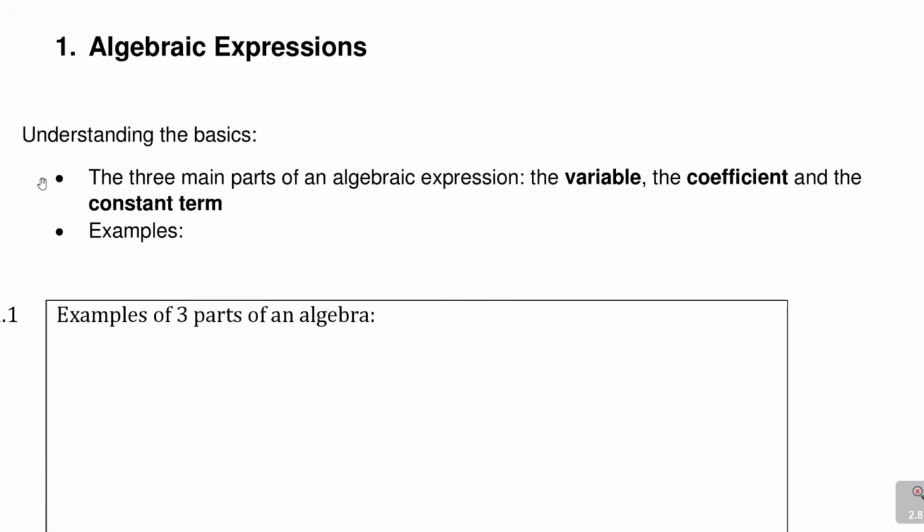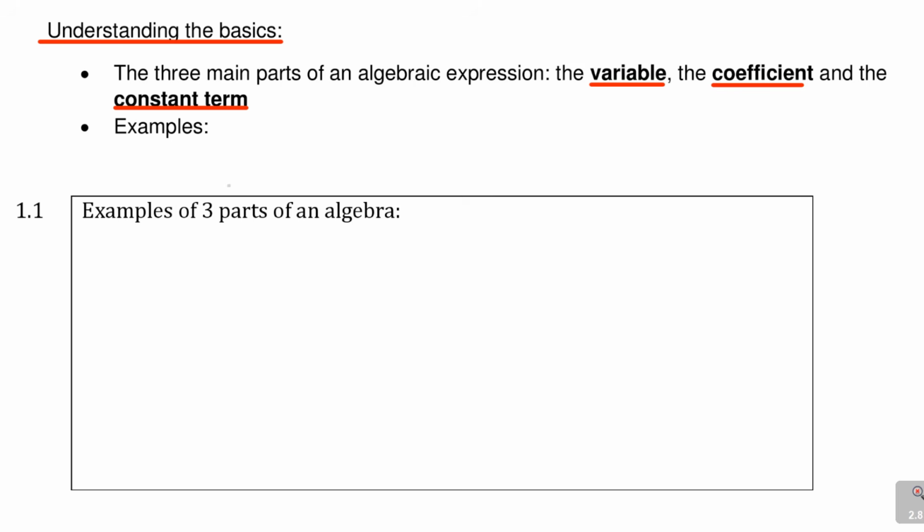Algebraic expressions, and then it says understanding the basics. Let me bring some basics to you so that you can know what to know. Look at this. It says there are three main parts of an algebraic expression. We are talking about the variable, the coefficient, as well as the constant term. Now, to demonstrate the three parts, let me give you an example.